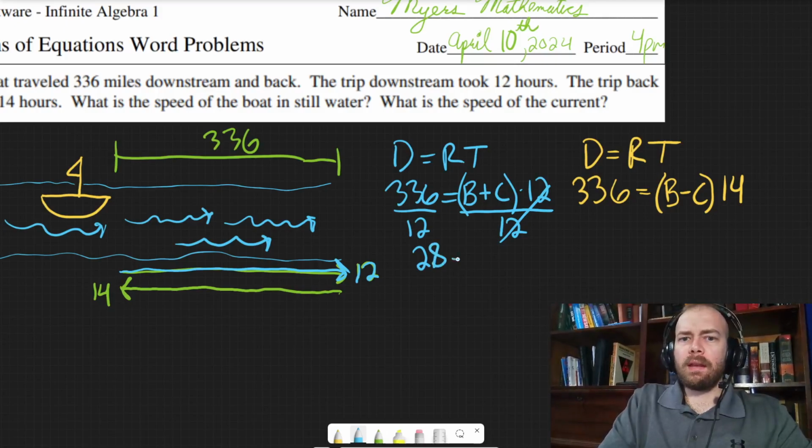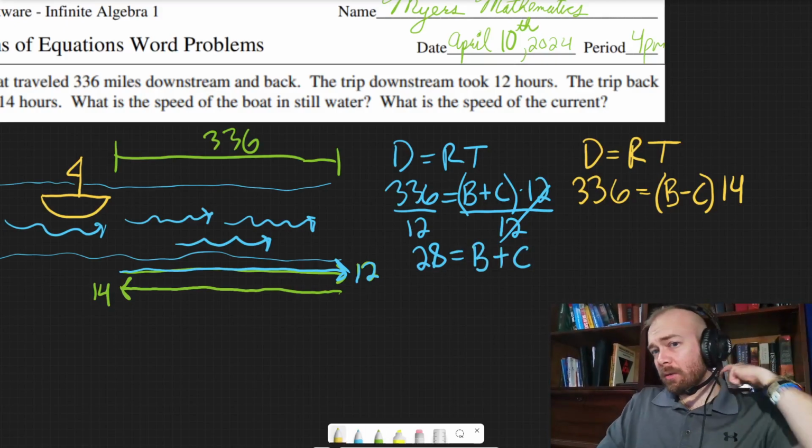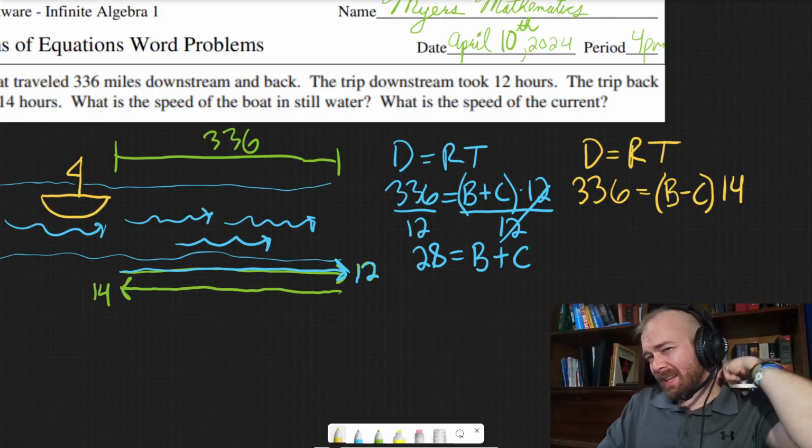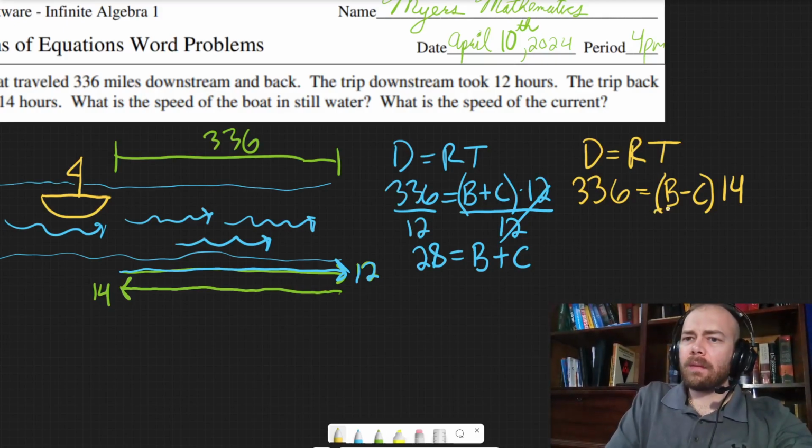So that's 28 times B plus C. On the other one, I really don't know if that number divides by 14, but I'm just going to take a leap of faith and say that it does. And we'll find out here in a second.